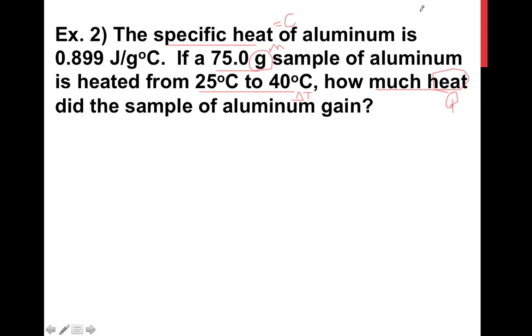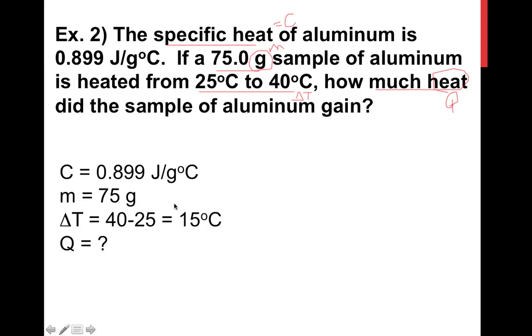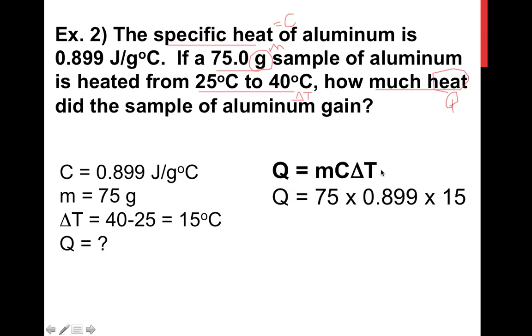Again, set up my givens. C is 0.899, m is 75, ΔT: I went from 25 to 40, so that's a 15 degree jump. I changed 15 degrees, and I want to know Q. So that's G, and F is formula. Q equals mcΔT. Plug in your numbers. I have nothing to solve, right? Q is over here by itself, so my algebra is done for me, and that means Q is 1,011.38 joules. Again, the problem's pretty straightforward.